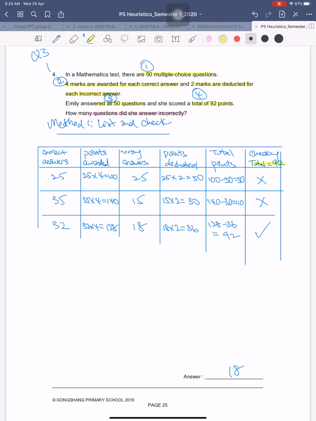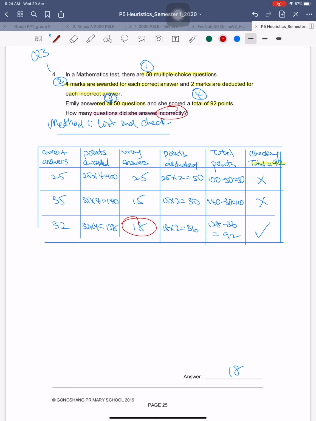Okay, from here I will know. Let's answer the question right now. How many questions did she answer incorrectly? So incorrectly will be 18. Okay, 18. You find that in most cases by the second or third try I actually got the answer already. But sometimes you might not be so lucky.